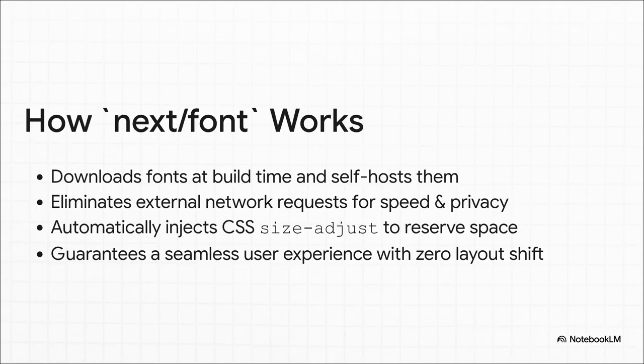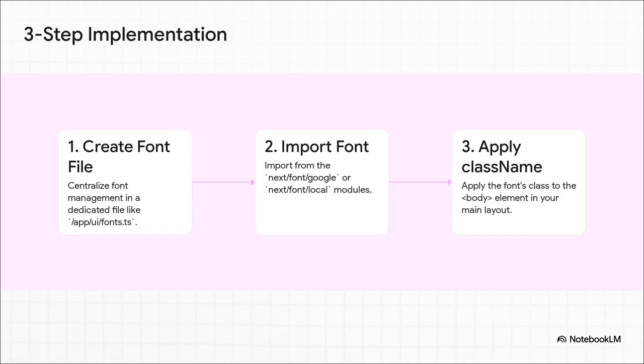Well, it's brilliant. When you build your site, Next.js downloads the font and hosts it itself right alongside your other files. That kills the external network request right there. Then it uses a super clever CSS trick called size-adjust to make the fallback font take up the exact same amount of space as the final font. The result? Absolutely zero layout shift. It's guaranteed. And the best part? Setting this up is unbelievably easy. You literally just create a font file, import the font you want, and then apply its class name in your layout. That's it. Next.js handles all that complex optimization in the background for you.